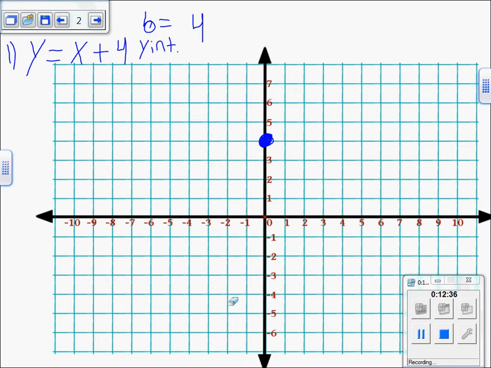Now, let's identify the slope. The slope is the number in front of x. So don't forget, it's y equals mx plus b. The number in front of x is the slope. We'll look over here, the number in front of x. Hey, there is nothing in front of x. So I'm confused. Wait a minute.